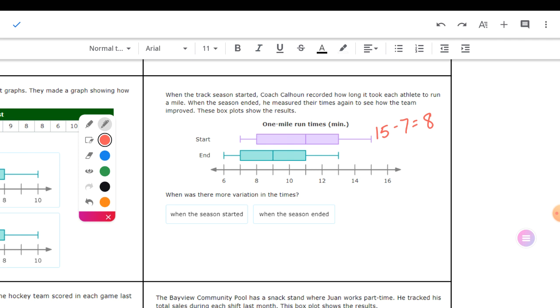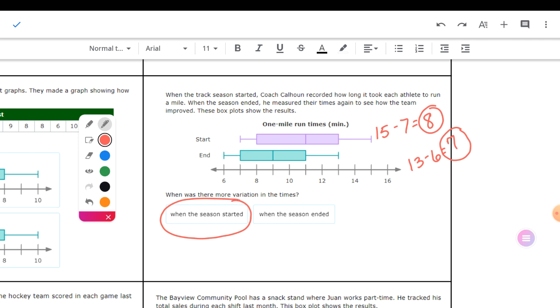What about at the end of the season? What's our subtraction problem for the end of the season? Emma? 13 minus 6, which is what? 7. So again, they could ask us which one has more variation or less variation. Which one had more variation, Finley? So this one had a variation of 8. This one had a variation of 7 minutes. Which one was more? The start of the season. When the season started, the times varied more.